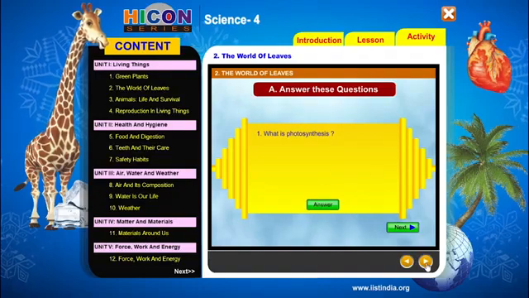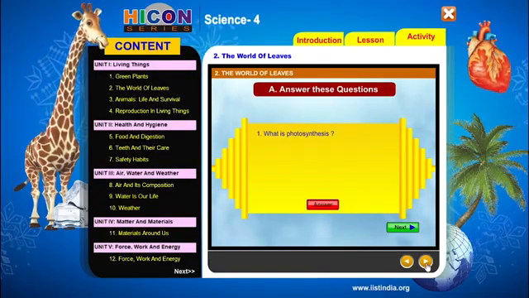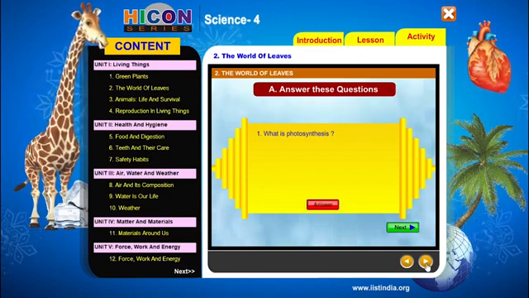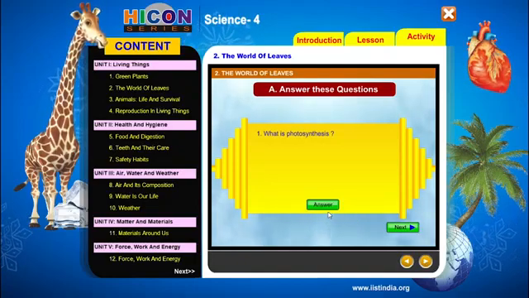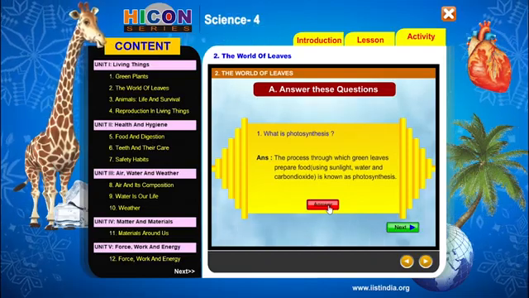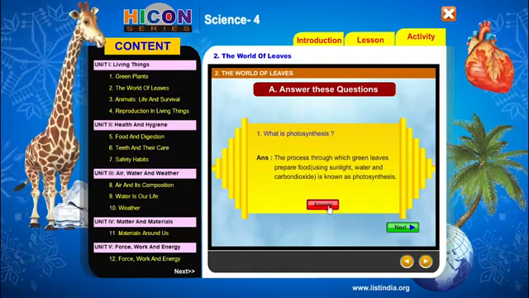So children, see the first question. What is photosynthesis? We have already discussed in the chapter about photosynthesis. So children, can you write the answer for this? We have already discussed many times about photosynthesis. The answer for this question is: the process through which green leaves prepare food using sunlight, water and carbon dioxide is known as photosynthesis.